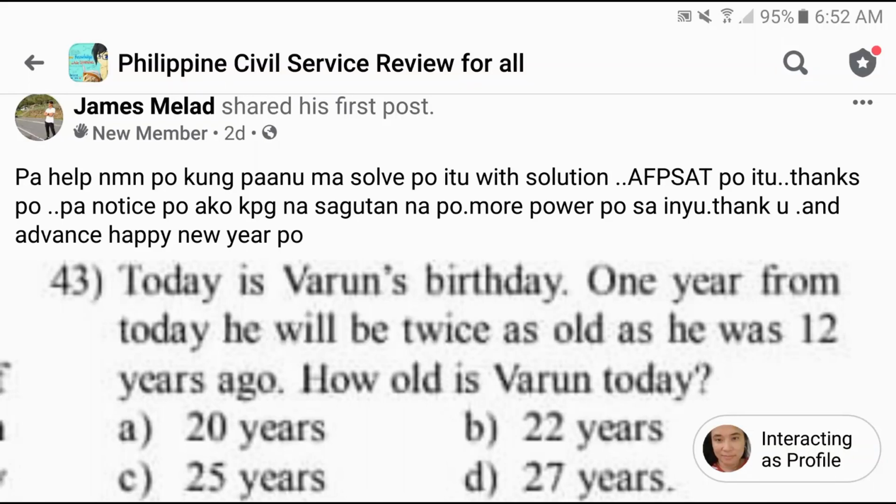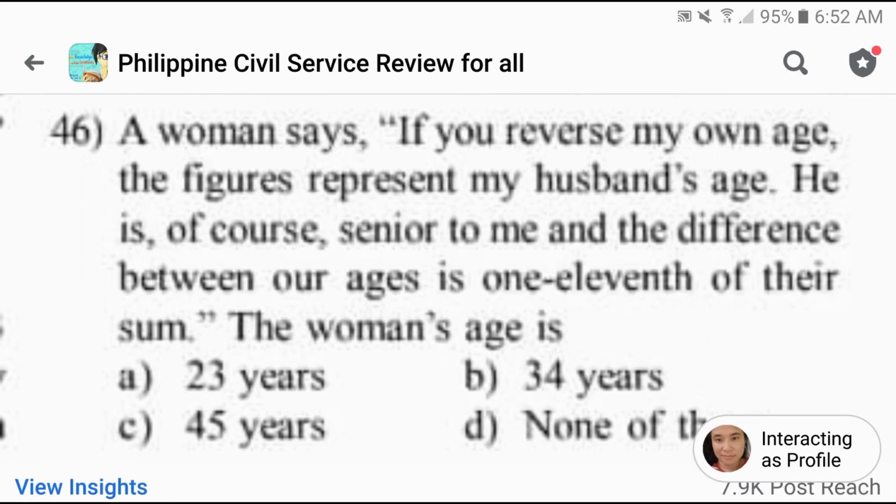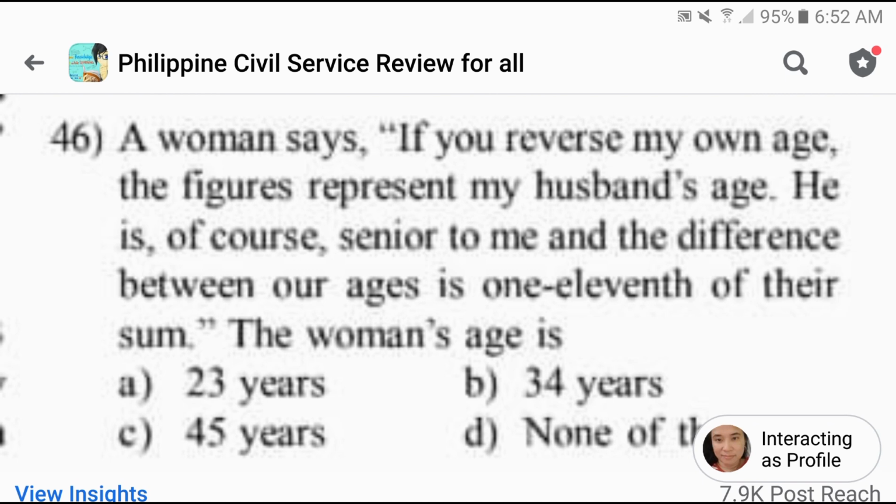Balikan ulit natin itong post ni Sir James Mila dito sa Full Civil Service Review for All at dito na tayo sa panglast. Number 46.